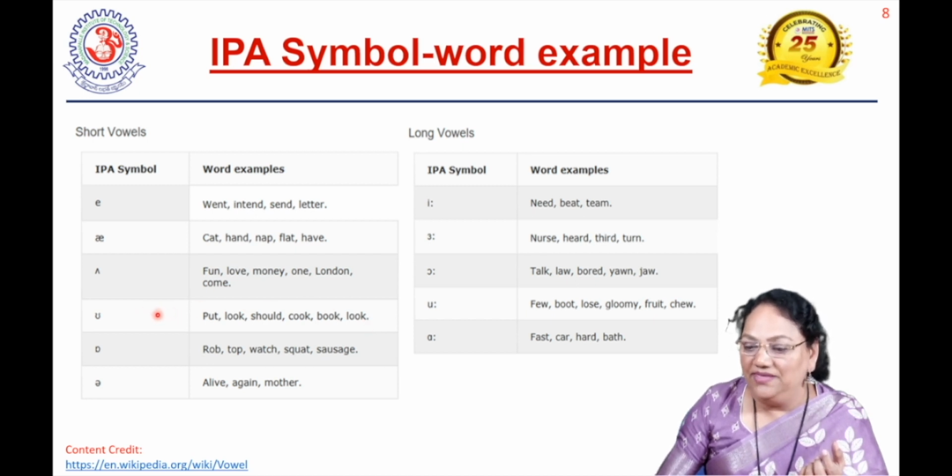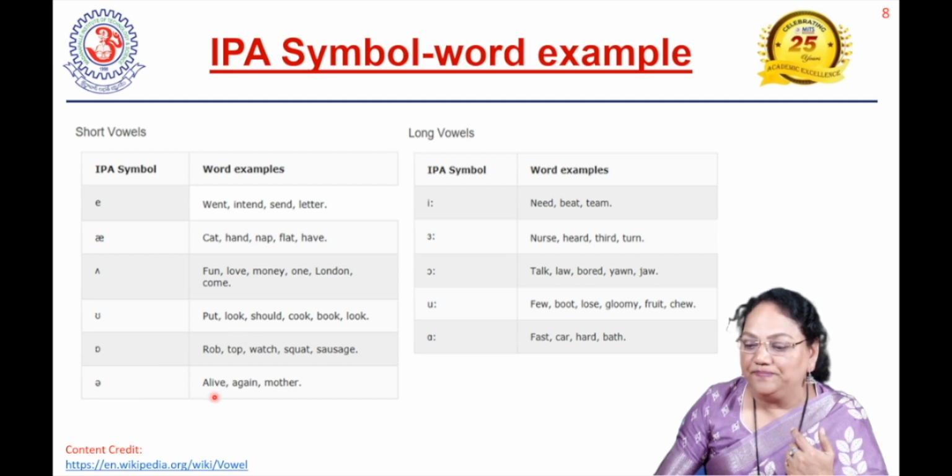Next, the IPA symbol is this one. Now I come to the word example. Rob. See the shape of my mouth, how I'm doing here. You can just follow it. Rob. Top. Watch. Scout. Sauce. Sorry, sausage. Sausage. Okay? That's how we should say it.